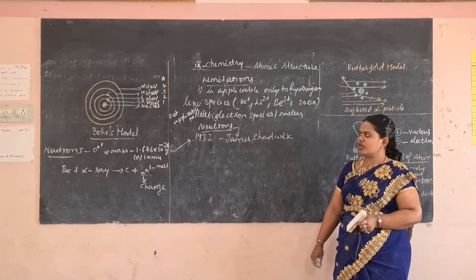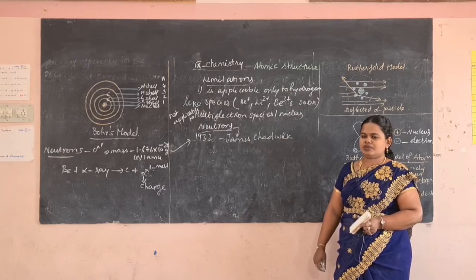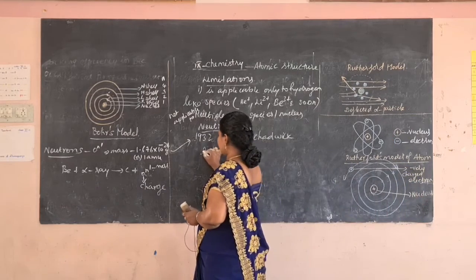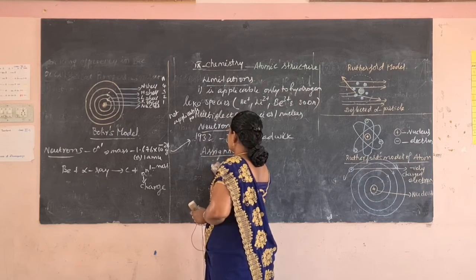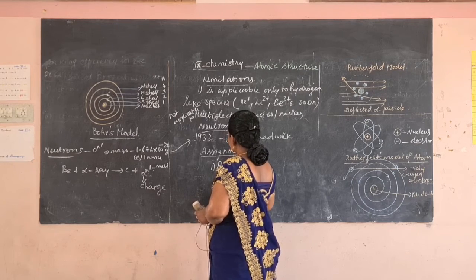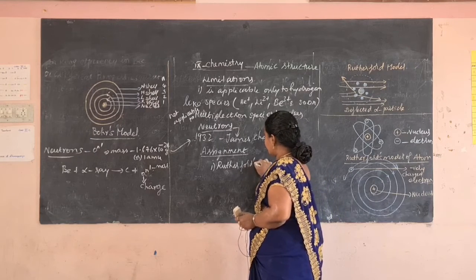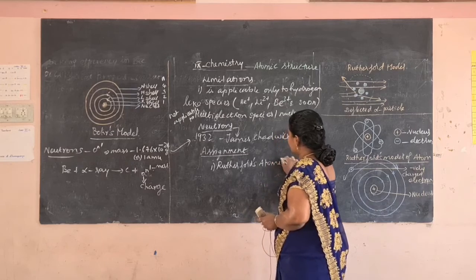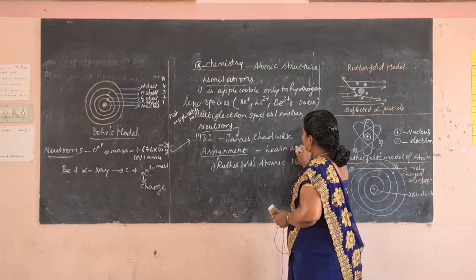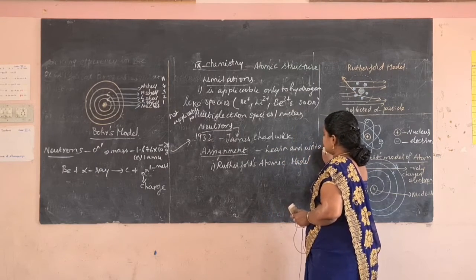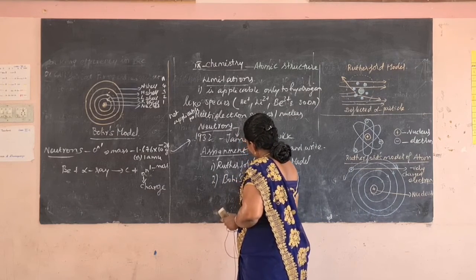So today we have learned 2 questions, Rutherford's atom model and Bohr's atom model. For your assignment, learn and write Rutherford's atom model, the postulates alone, and Bohr's atom model. Only 2 questions. I'll mark the question answers and send them to you.